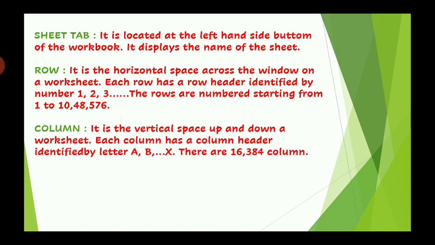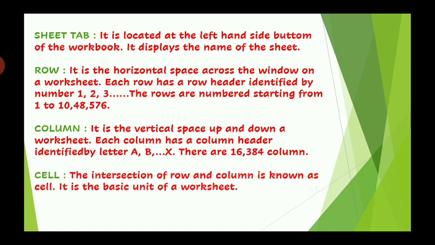Column. Now column is a vertical space up and down a worksheet. So each column has a column header, and it is identified by letters like A, B, C, D and so on. So there are 16,384. When it reaches Z, the next column header will start with AA, AB, AC, AD. So when we end with AZ, again it will start with BA, BB, BC. Like this it will carry on till the 16,384th column.